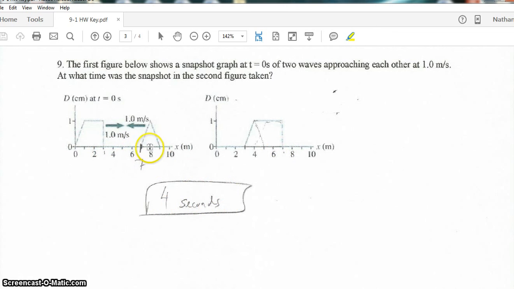Same thing would be true if you looked at the leading edge of the triangle here. This triangle was initially at 7. By the time it moves over, that leading edge of the triangle is now at 3. Once again, a change of 4, so that tells me it has been 4 seconds. So these figures after 4 seconds would overlap a little bit. That is why we get that larger constructive interference here, so a larger trapezoid resulting from that.